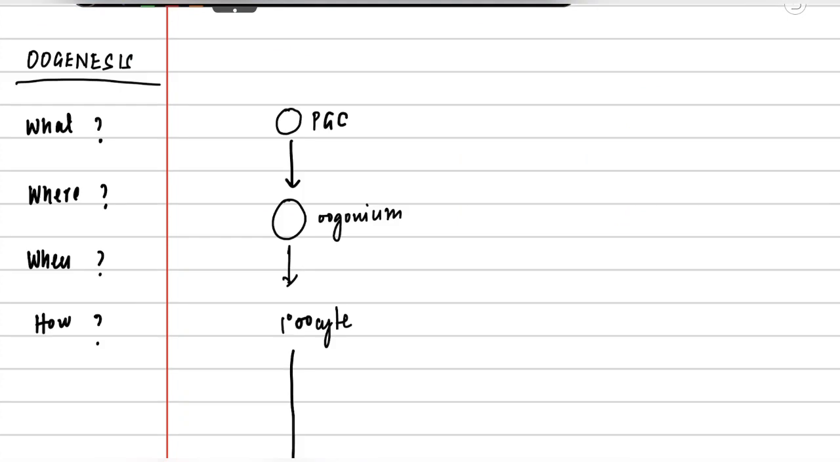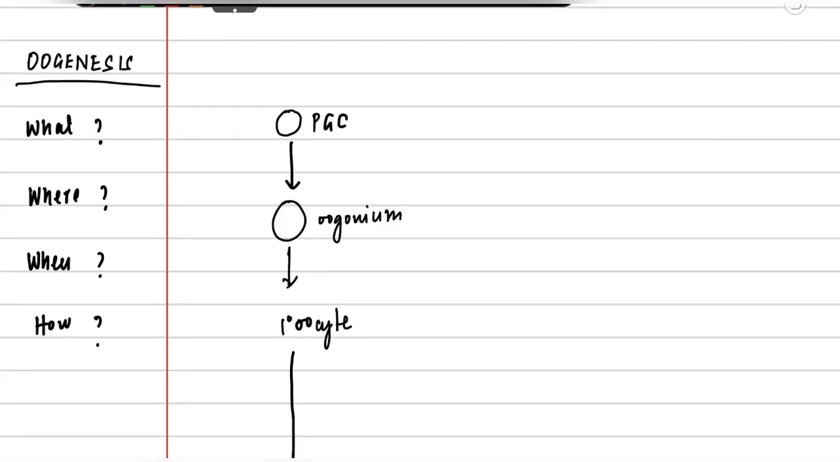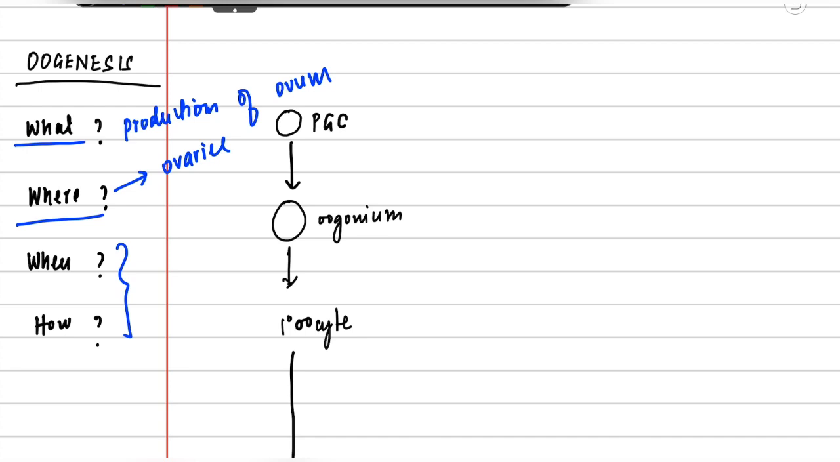Now let us go through oogenesis. So let us make a habit of asking questions whenever we are learning something. So what is oogenesis? Oogenesis is production of ovum, that is the female gamete. Where does oogenesis occur? Oogenesis occurs in ovaries. So we'll answer these 2 questions when we are going through what is happening in the oogenesis process.